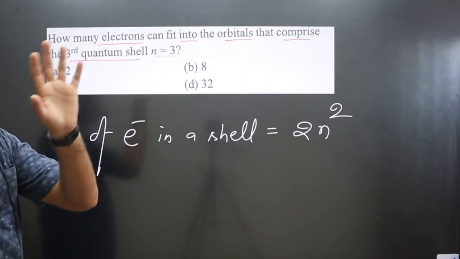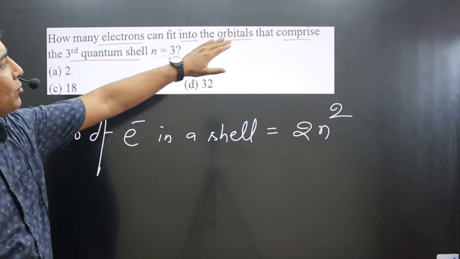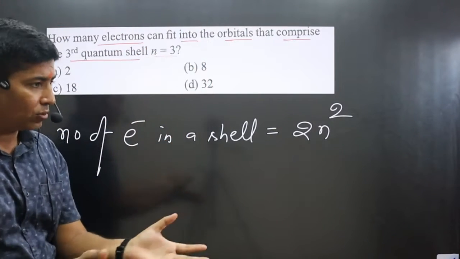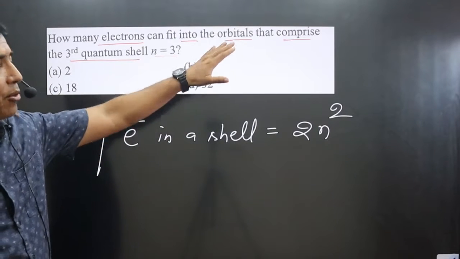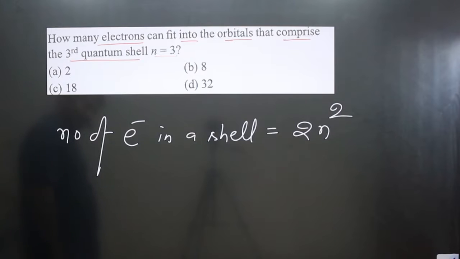It does not talk about orbitals. It says how many electrons can fit into the orbitals. It does not specify which orbitals. We have to calculate all the electrons present in the available orbitals that comprise the third shell.